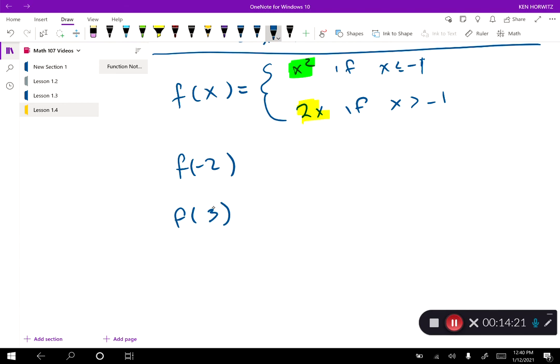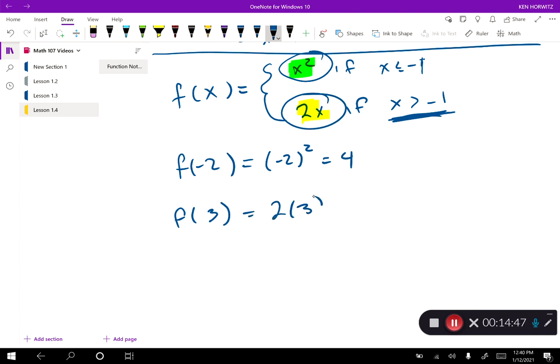All right, so for f of -2, -2 is less than -1, so we're going to use this rule. So that's pretty much it. And -2 squared is +4. Now for f of 3, 3 is greater than -1, so we have to use this rule. So 2 times 3 equals 6.